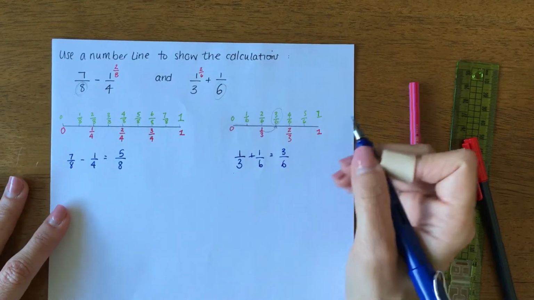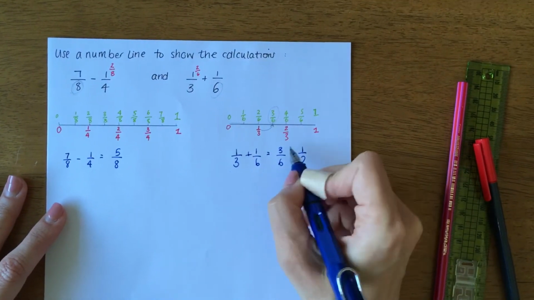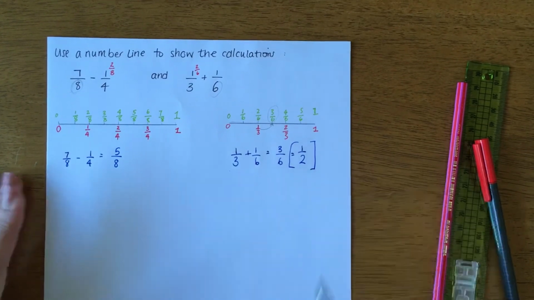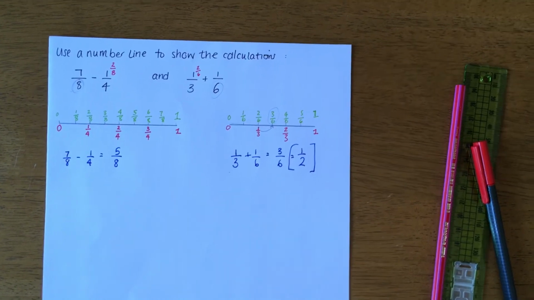Now, I would like you all to think that you know this, that 3/6 is exactly the same as a half. You don't have to do this bit, but if you can cancel your fraction down, that would be amazing. So have a go at the questions now.